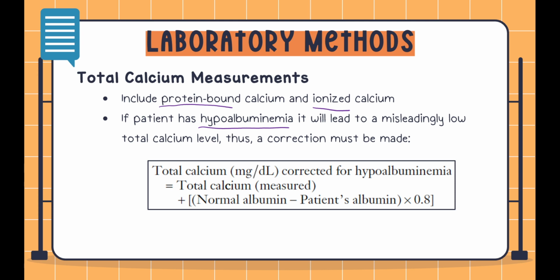So if your patient has hypoalbuminemia, it will lead to a misleading or false decrease of your total calcium level. In order to get an accurate result of the total calcium concentration of your patient, a correction must be made. As you can see here in the box, this is your formula for the corrected total calcium level in cases where the patient has hypoalbuminemia. First, determine the albumin concentration of your patient and subtract it from the normal reference range of albumin. Once you get that, add it to the total calcium measured and then multiply it by 0.8. Whatever the result is, that is what we report.